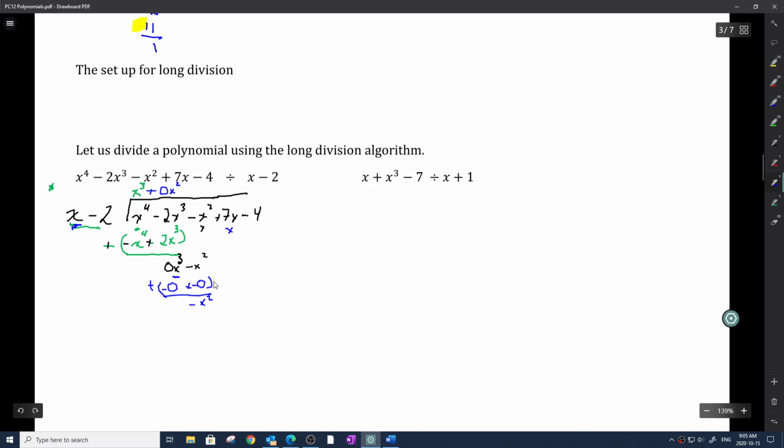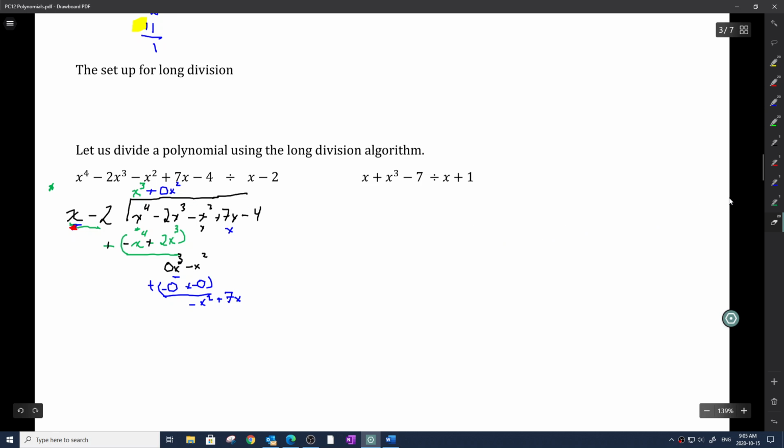So now I'm going to carry down that positive 7x. Now, switch to red. I ask myself, x goes into only the first one. X times what gives me negative x squared? Well, that's positive x. Now, on the way down, remember, you have to multiply both terms of your divisor. X times x. I think I messed that up, right? I just realized I messed that up. How did I mess that up? Let's revisit the red.